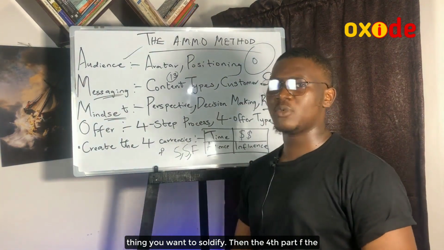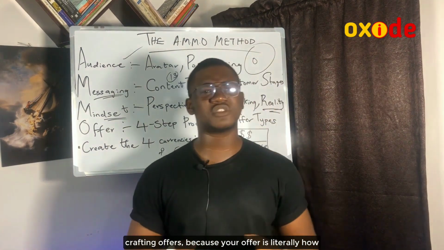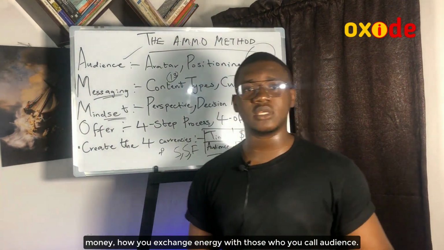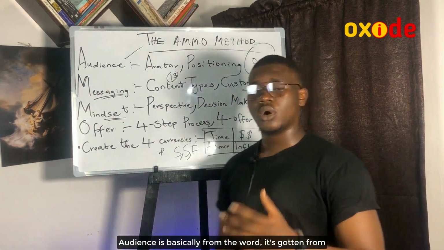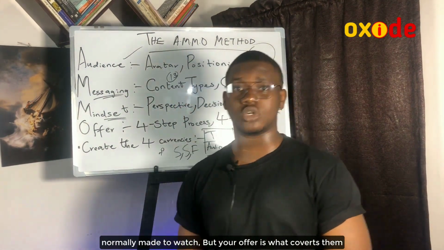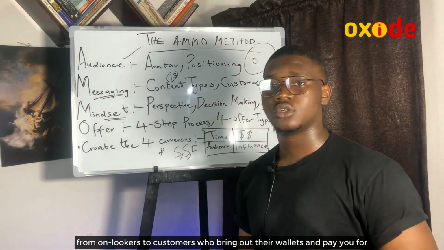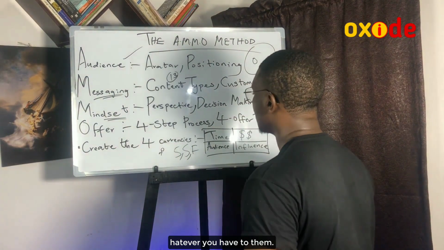And the fourth part of the AMO method is offer. Now, when I look into offer, there are different ways of crafting offers because your offer is literally how you make money, how you exchange energy with those who you call your audience. Now, audience is normally made to watch. But your offer is what converts them from onlookers to customers who bring out their wallet and pay you for whatever you have to offer to them.